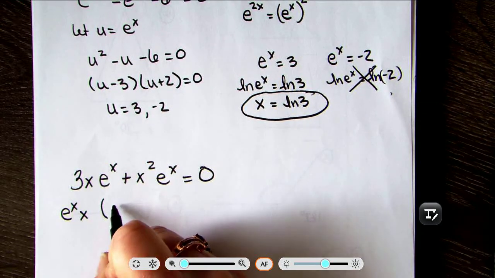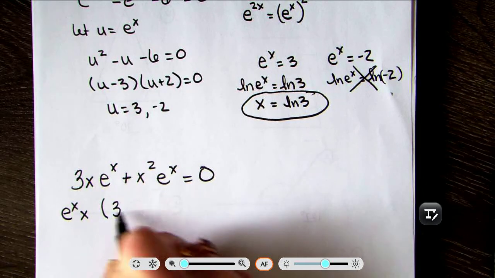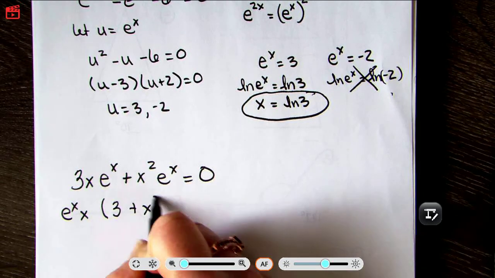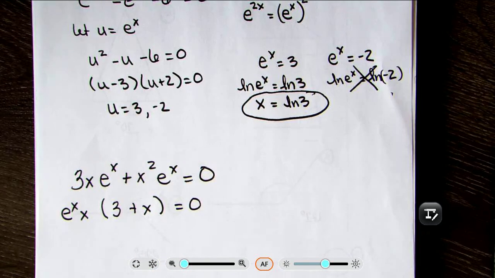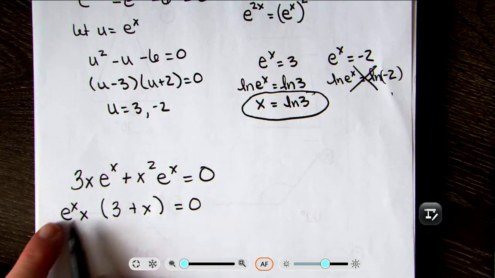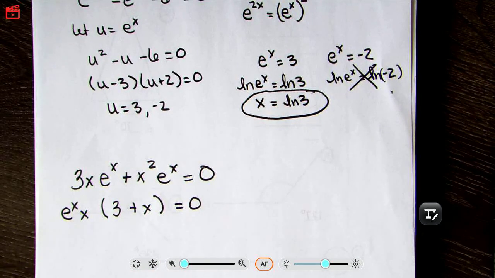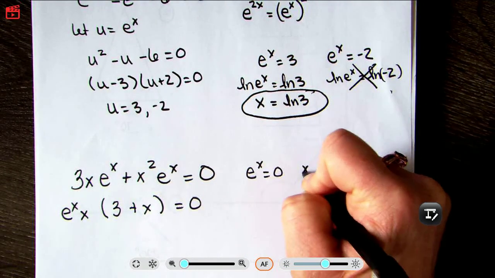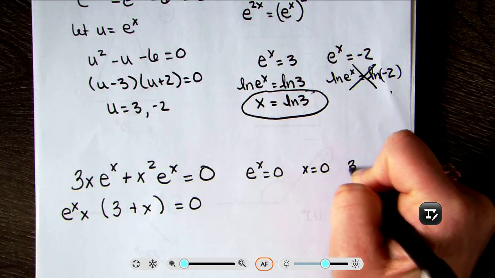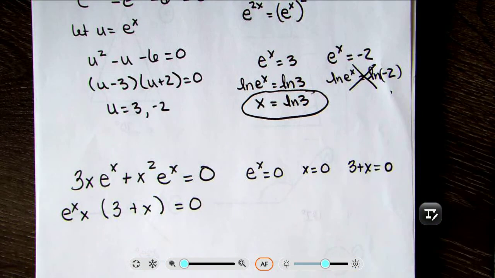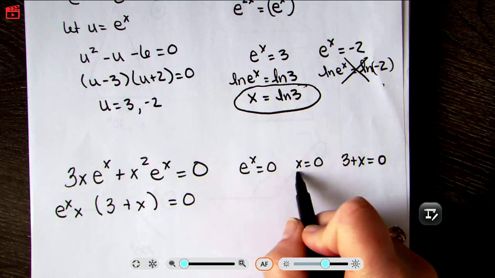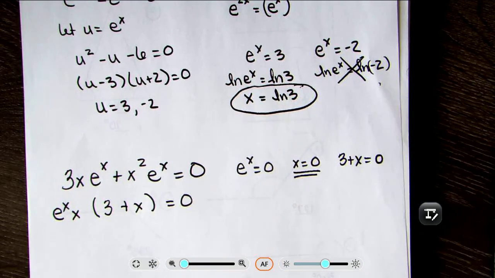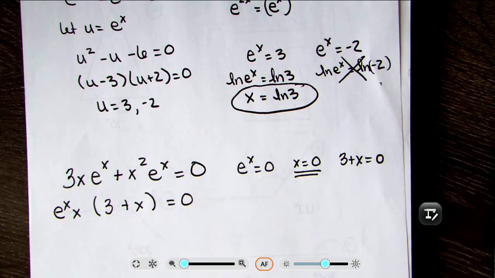And what's left is 3 plus x equaling 0. So now I have basically 3 things being multiplied together to give me 0. For that to happen, one of them or more is equal to 0. So I have one answer already. x is 0, because if I put 0 in there, I get 0 plus 0 is 0.